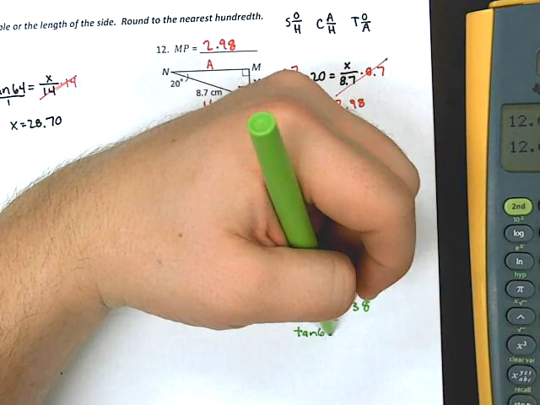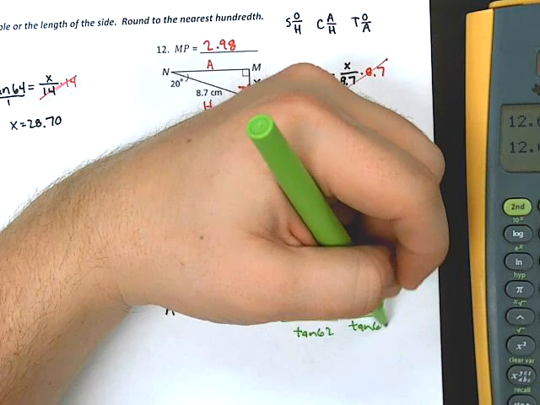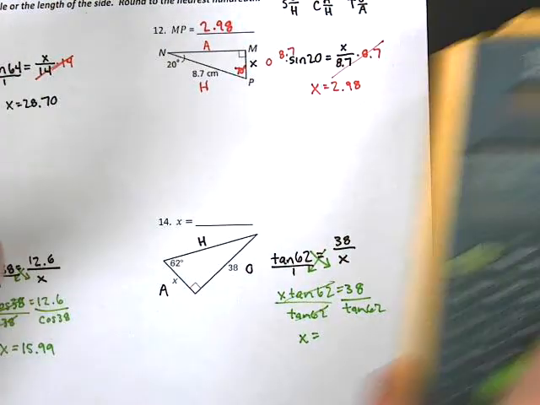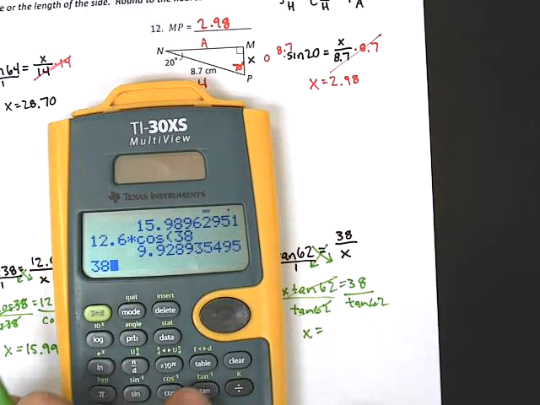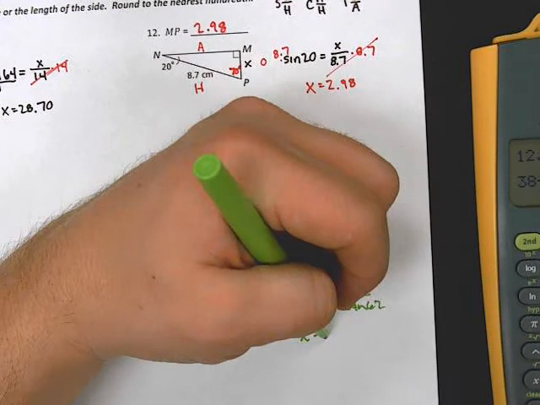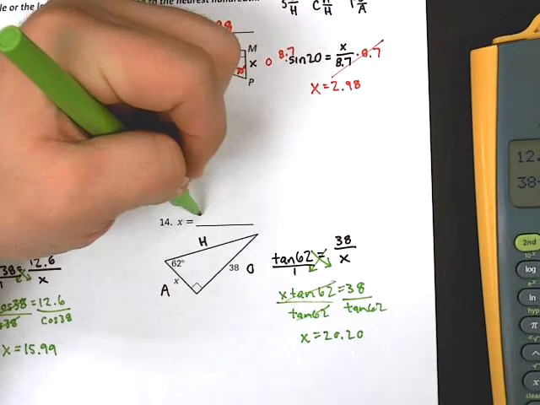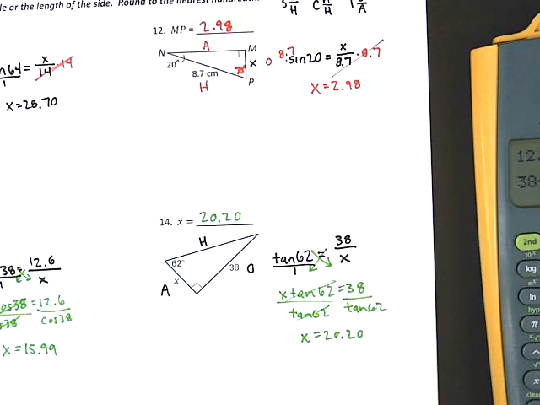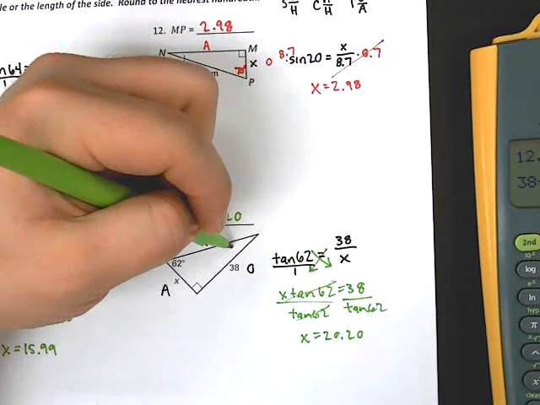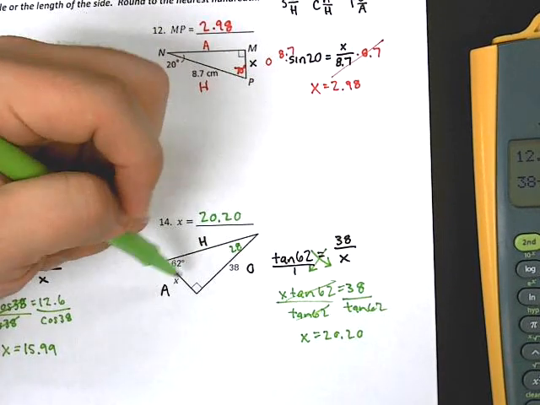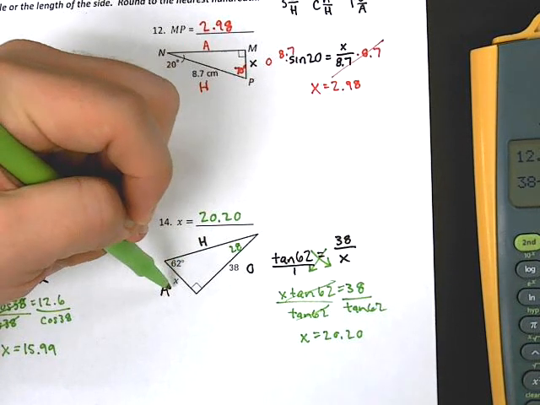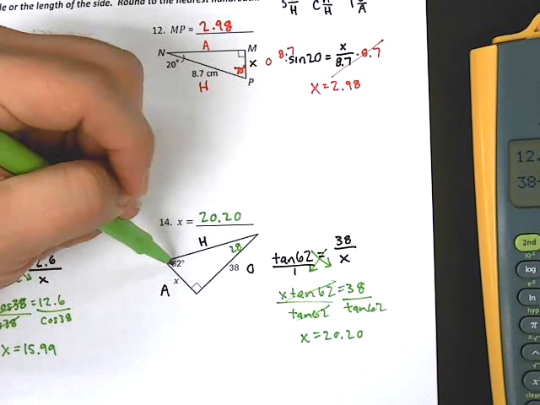Divide, divide, cancel, cancel. So I get that x should equal 38 over tan 62, or 38 divided by tan 62, 20.20. Now again, a good check just to make sure. If this was 62, then this has to be 28, and it makes sense that this side that's across from the 28 degrees is smaller, right? 20 is smaller than the 38 that's across from the bigger angle.